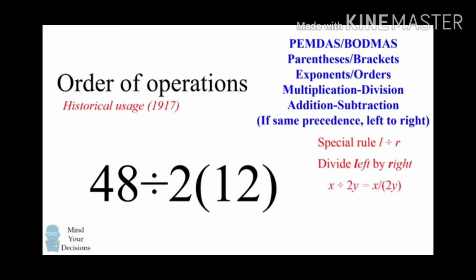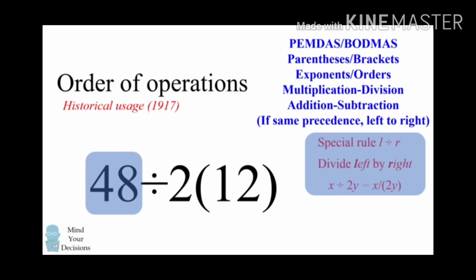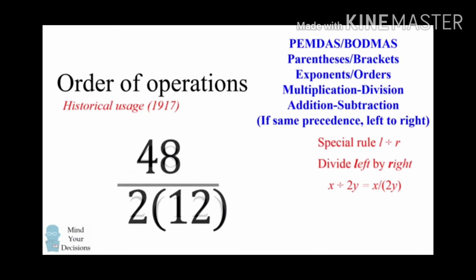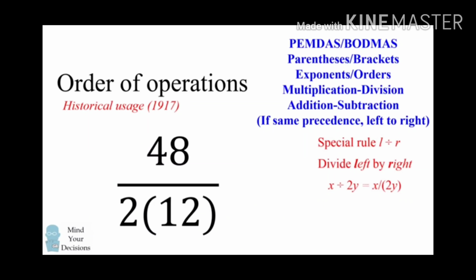So if you were to use this historical interpretation, how would we evaluate our expression? Using this special rule, we have something on the left, which is 48, and something on the right, which is 2 parentheses 12. So if we group the terms on the left and the right, we then have 48 over 2 times 12. We now simplify the denominator, which has a multiplication.